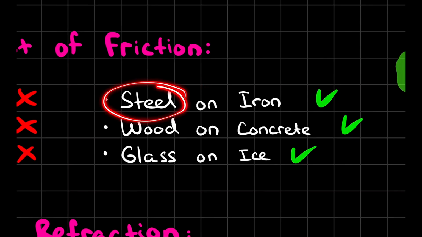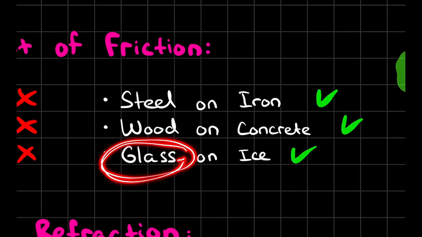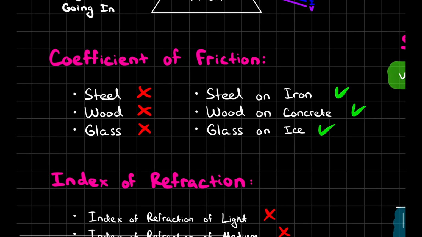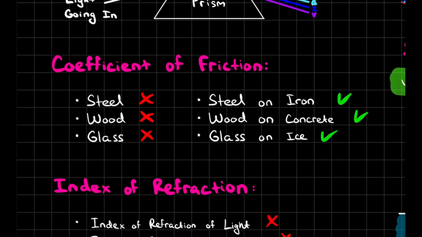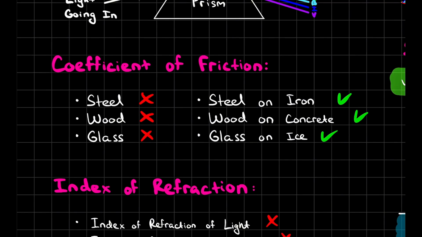If we take steel, it has a different friction with iron, with concrete, and with ice. The same thing goes for wood. It's different for each one of those things. Or glass: it experiences different friction force with this one and with that one, because the coefficient of friction for each of those things is different. So what we can understand from this is that we don't have an individual coefficient of friction for certain materials. Instead, two objects have a coefficient of friction related to each other. It is a factor which depends on two materials.